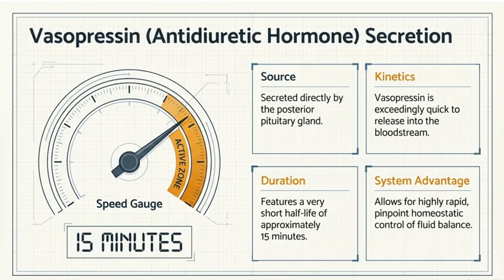Vasopressin is the body's fastest acting water regulator. It is released from the posterior pituitary. It acts within minutes. Its half-life is 15 minutes. This allows precise and rapid control of fluid balance. This is why ADH is crucial in acute states like shock, dehydration, and postoperative states.